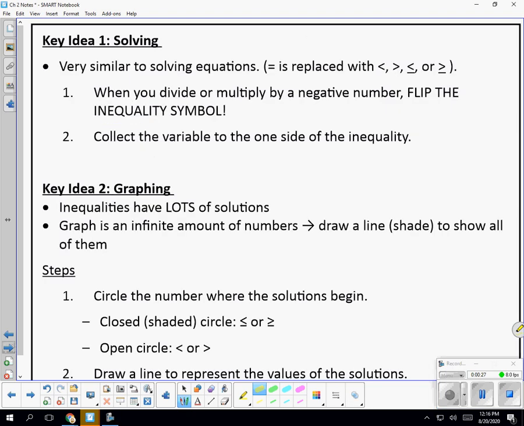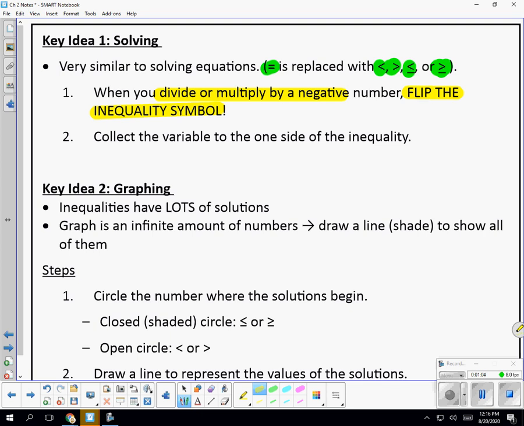Our key ideas. When we're solving inequalities, it's very similar to solving equations. The only difference is that our equal sign is replaced with the less than, greater than, less than or equal to, or greater than or equal to symbols. One thing we need to remember is when you divide or multiply by a negative number, you must flip the inequality symbol, okay? Another thing that we do when solving inequalities is collect the variable to one side of the inequality.